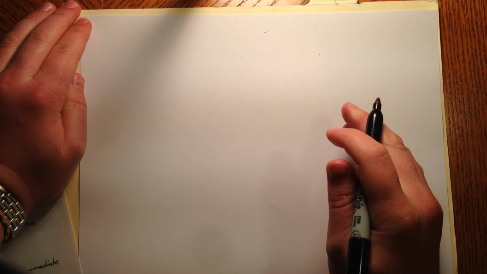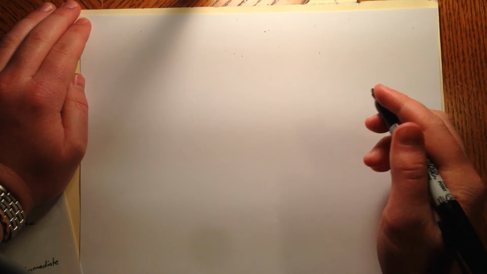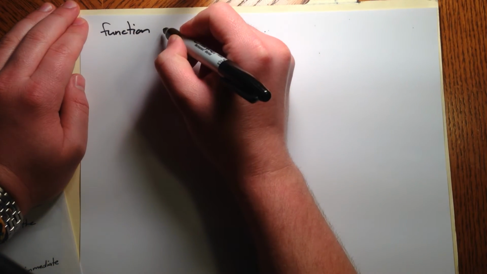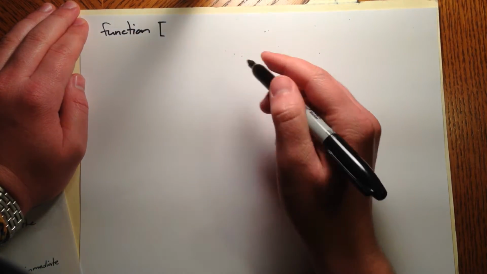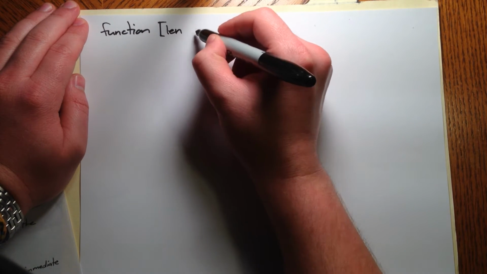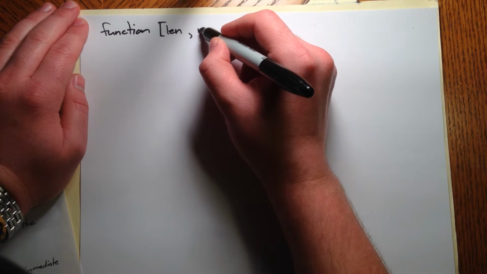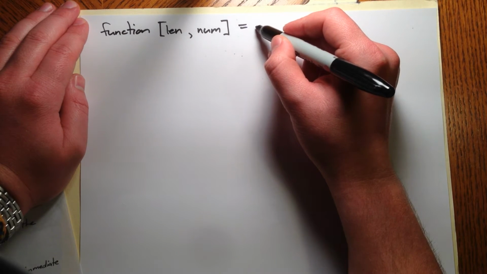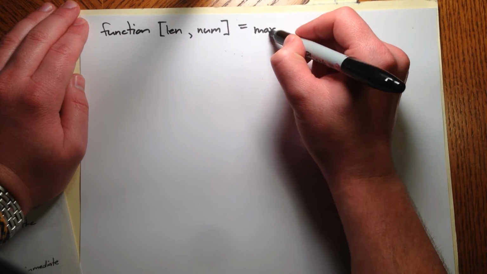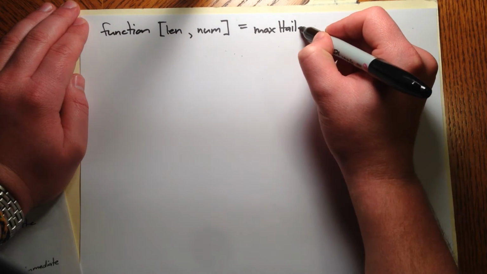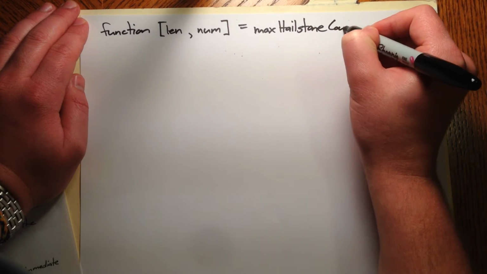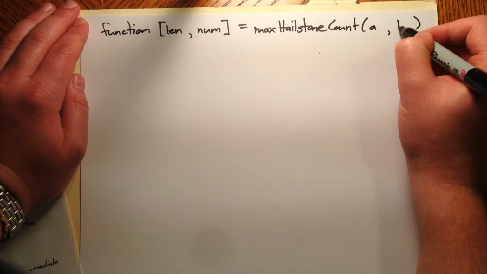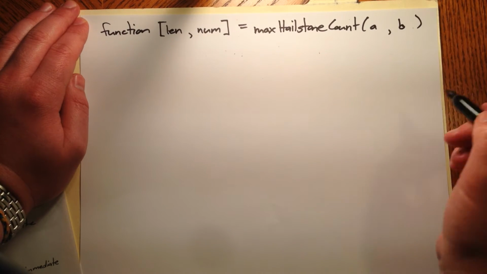So we're going to have a function, and we established that it's going to have two outputs. We'll call that for short len and num. And we're just going to name it max hailstone count. It should start somewhere and end somewhere. So let's start at A, end it at B. Those are just things we can enter.